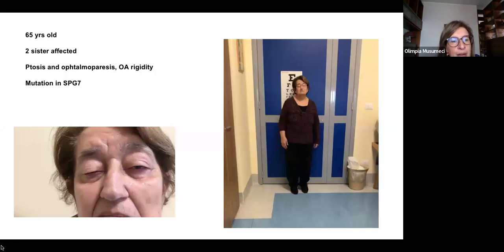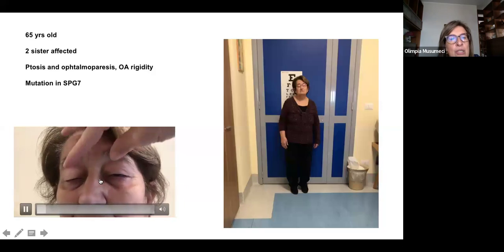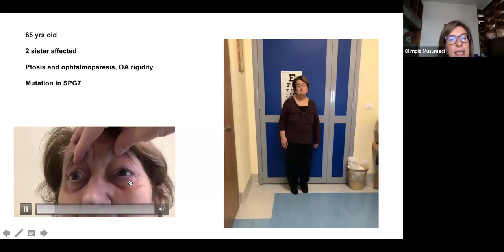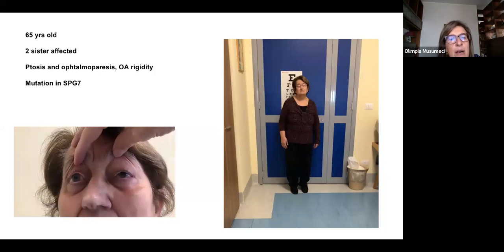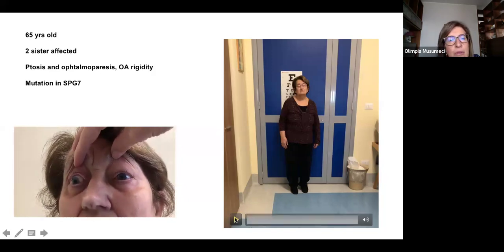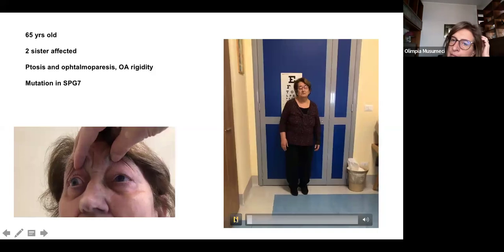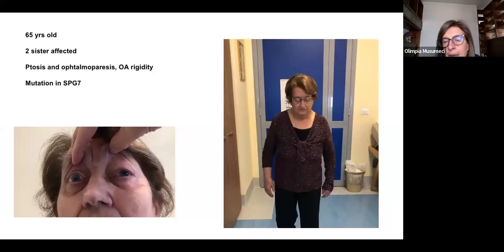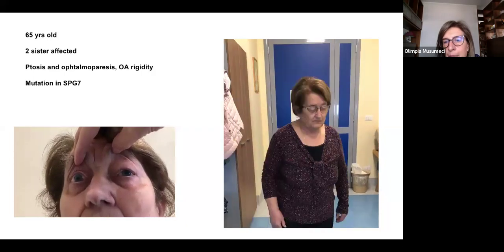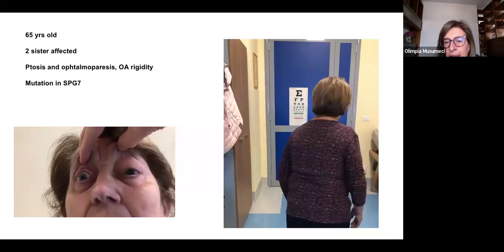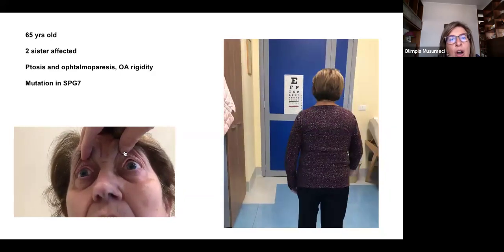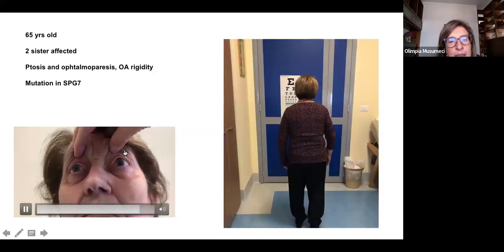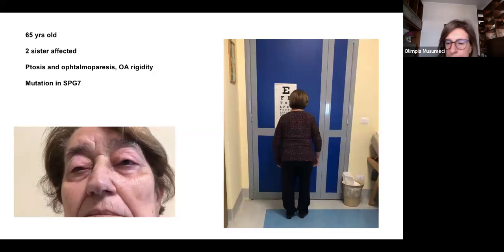This is one of our patients, a 65-year-old female. She had two sisters affected, and as you can see, she has a very severe ptosis with ophthalmoparesis, as you can see in this video. But if you look at the video on the right, she also has a gait characterized by some parkinsonian features and rigidity at the lower limbs. So also in this case, we have an intrafamilial heterogeneity.